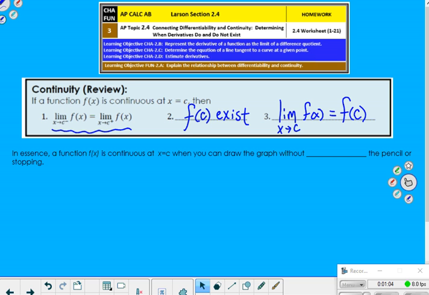So that was continuity. In essence, a function is continuous at x equals c when you can draw a graph without lifting the pencil or stopping. So I have this nice continuous graph that I never have to lift my pencil for.